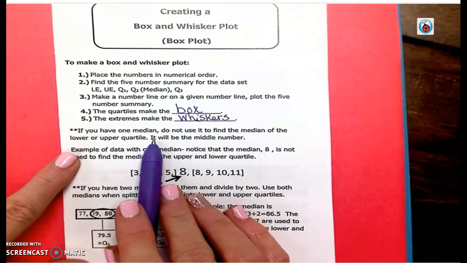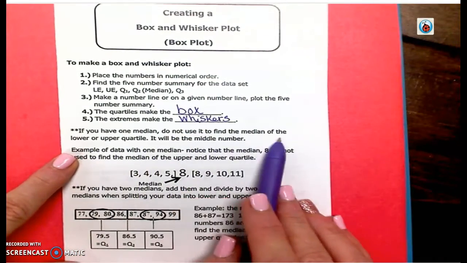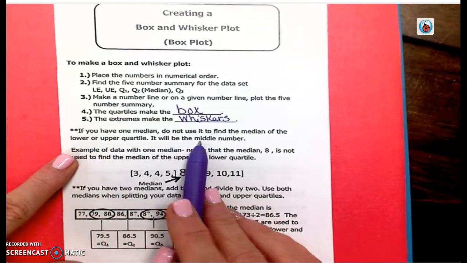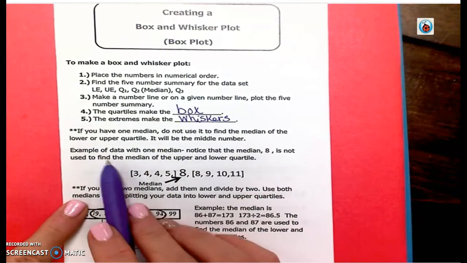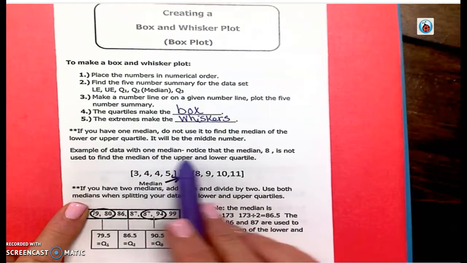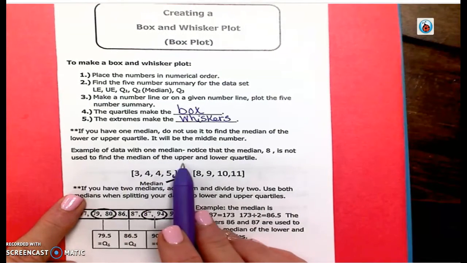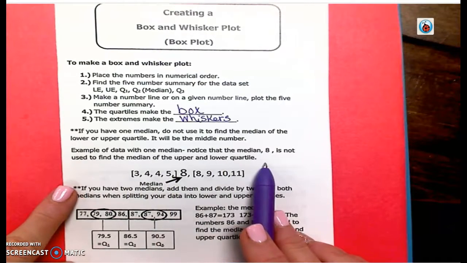If you have one median, do not use it to find the median of the lower or upper quartile. It will be the middle number. Example of data with one median. Notice that the median 8 is not used to find the median of the upper and lower quartile.